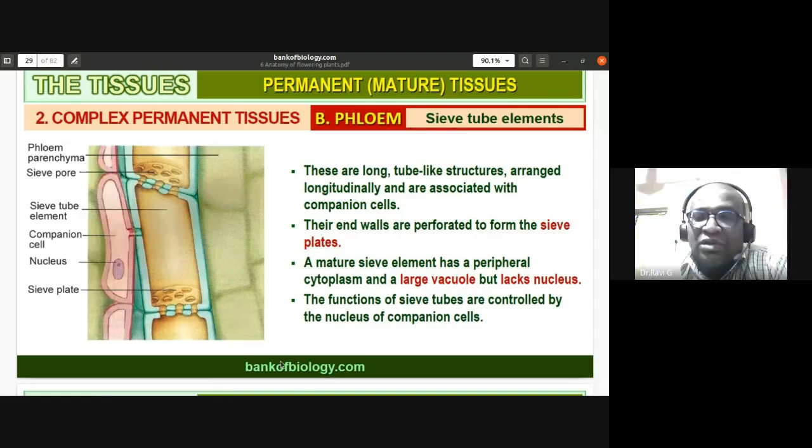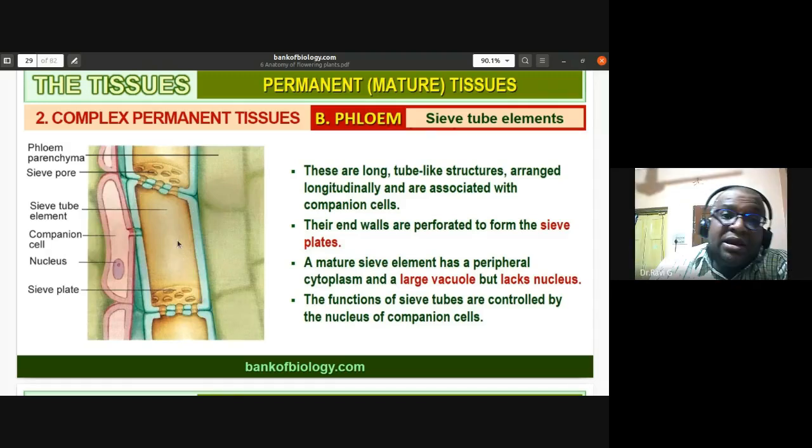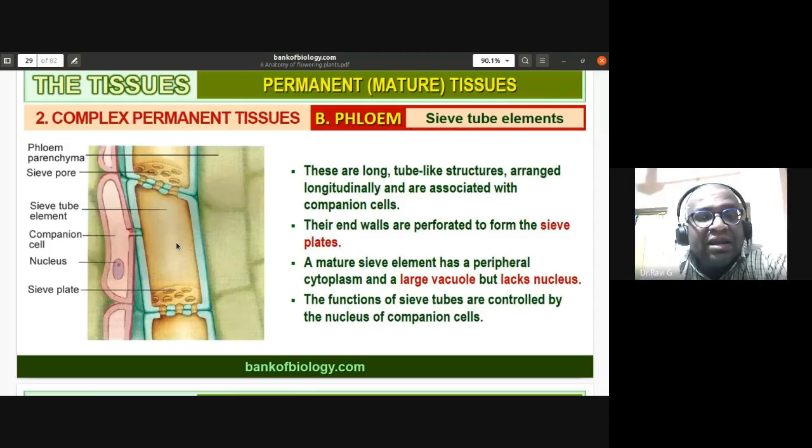A mature sieve element has a peripheral cytoplasm and a large vacuole but lacks a nucleus. You can find the peripheral cytoplasm at the periphery, and they lack a nucleus. The sieve tube is enucleate. So remember that the only living plant cell without nucleus is the sieve tube. Remember that.